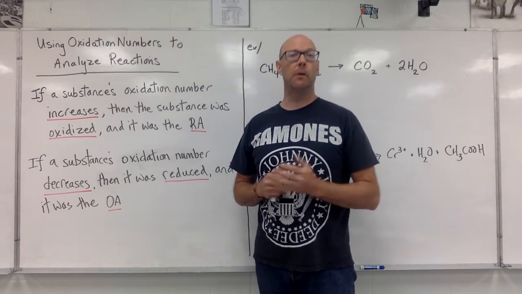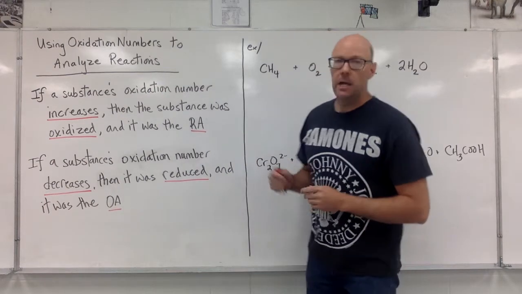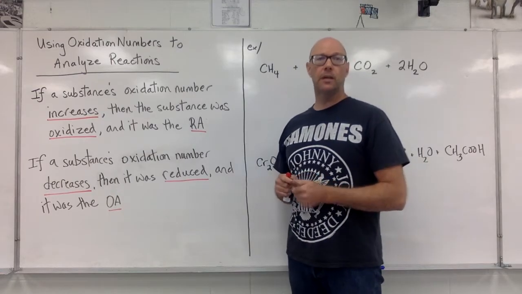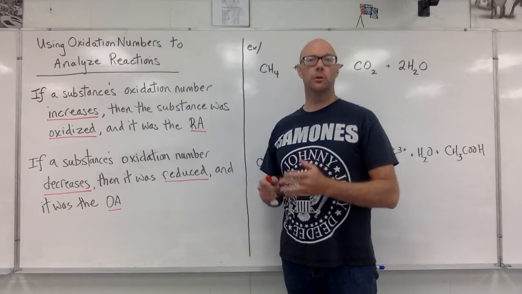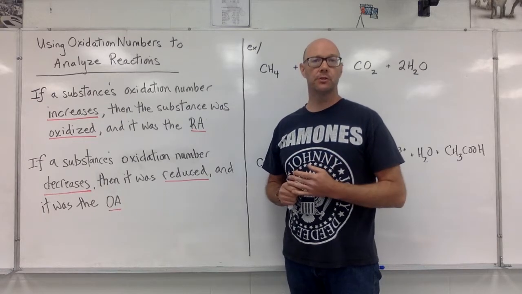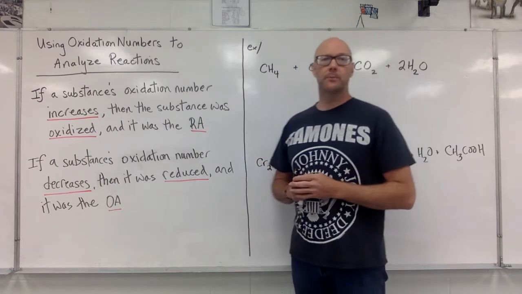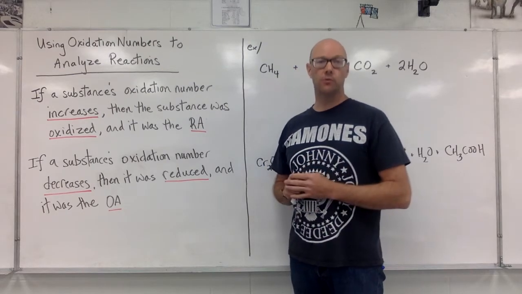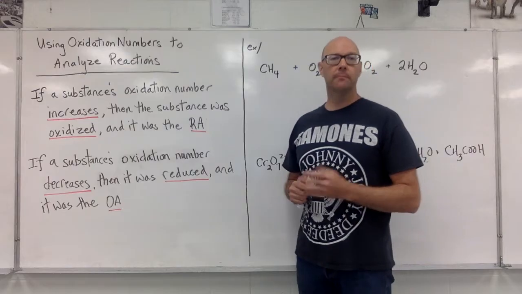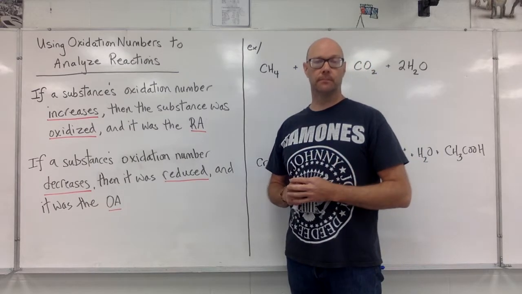There's two things to keep in mind for this process. If a substance's oxidation number increases, that means it was oxidized, and the substance was the reducing agent. The opposite is also true. If a substance's oxidation number decreases, that means the substance was reduced, and it was the oxidizing agent.